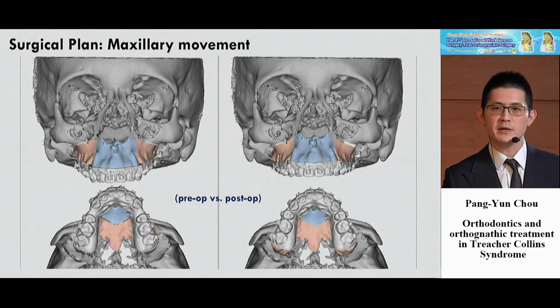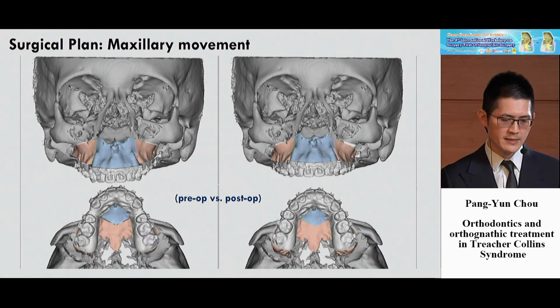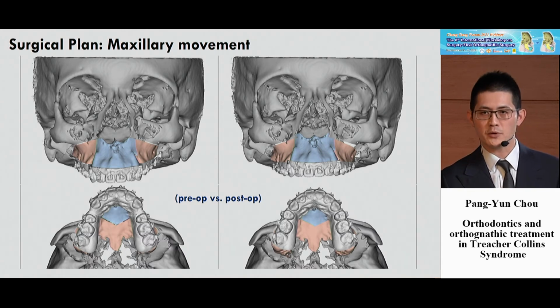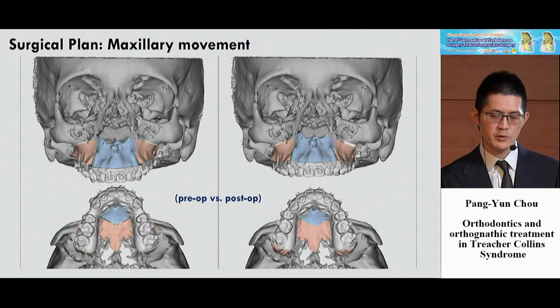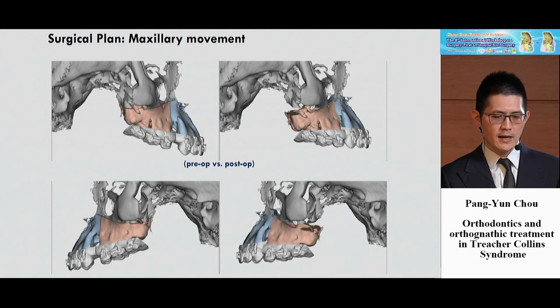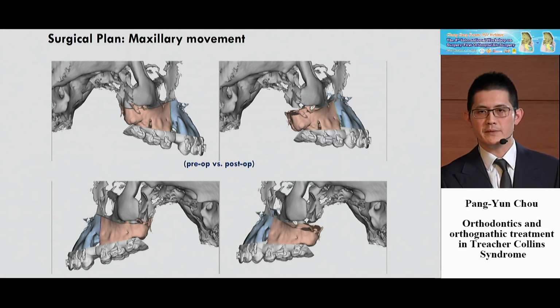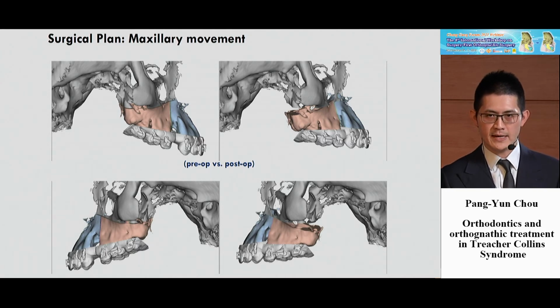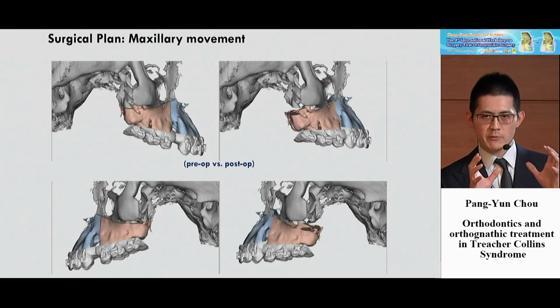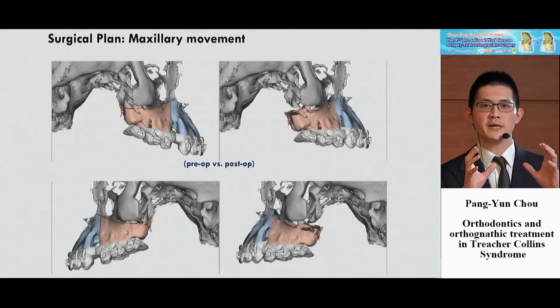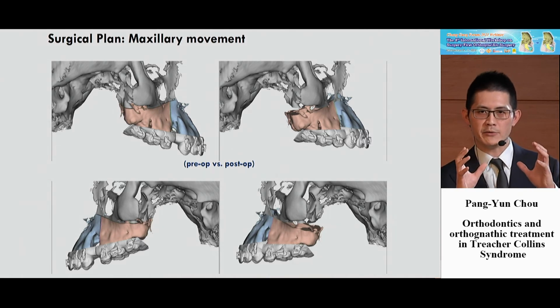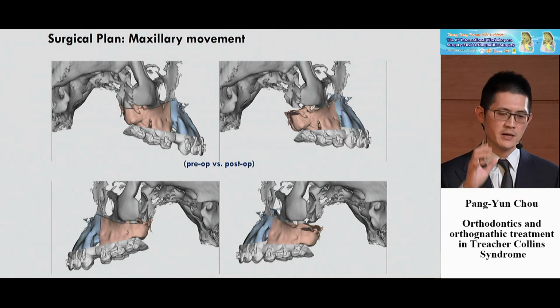This is the maxillary movement as shown, and you can see we are ready to close the premolar space. The gap is already decided. After the procedure, we have to close this space. For the surgical plan in the maxilla, you can see a counterclockwise rotation of the maxilla, including the posterior and the anterior segment. The whole piece is a counterclockwise rotation.